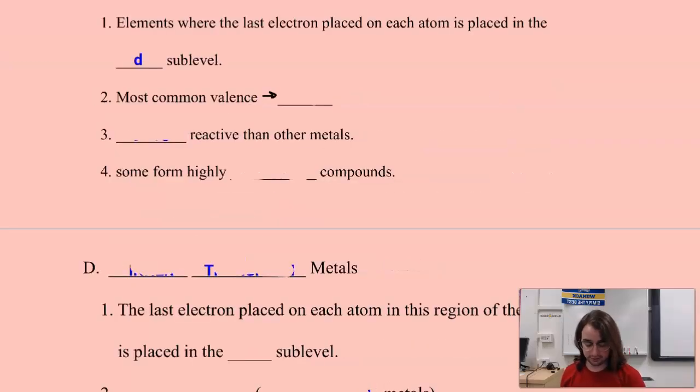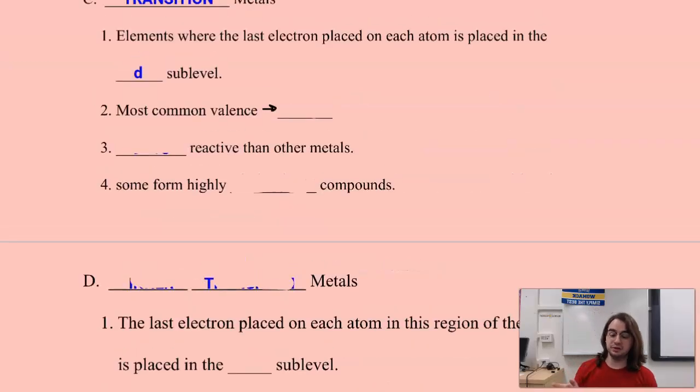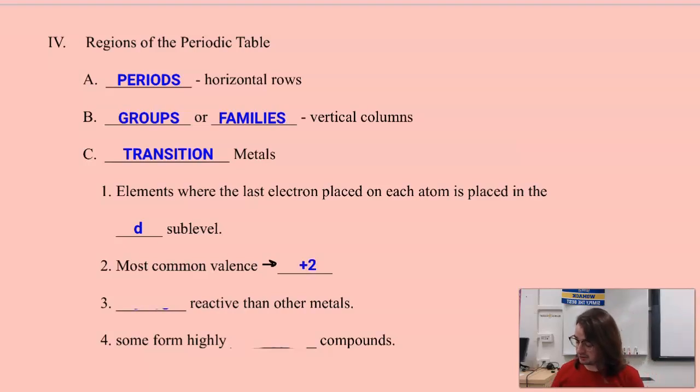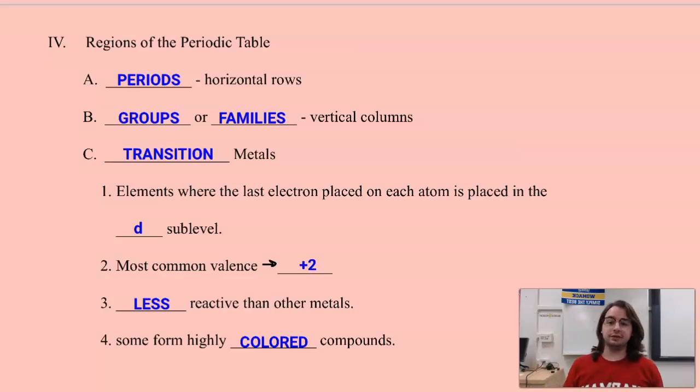The most common valence for the transition metal block is +2, although there are more charges in the D block. The charge that we see the most often is +2. They're less reactive than other metals, and they often form really highly colored compounds. If you think about different metals, most metals are kind of like silver, but some metals can form really bright colors. For example, copper, when it oxidizes, can form a really bright blue color. And gold, of course, is this lustrous, yellow gold. So they can form really bright colors.